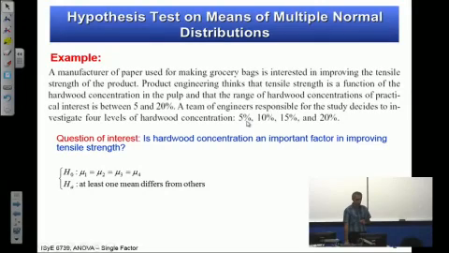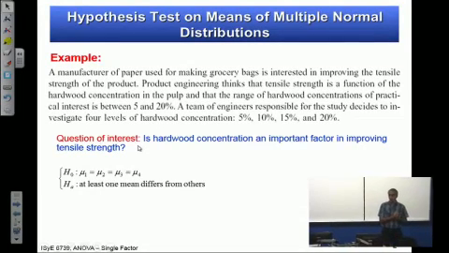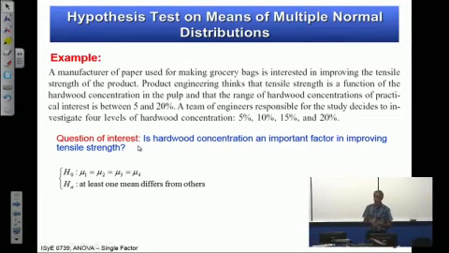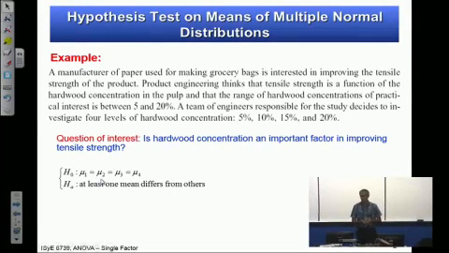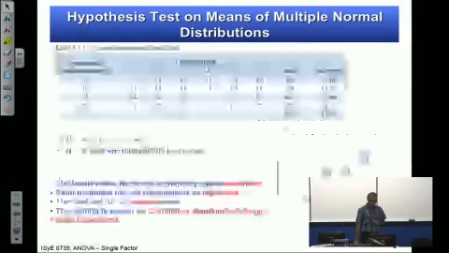We have 4 populations, which correspond to basically the levels of hardwood concentration, and we want to see if the mean of tensile strength produced by these 4 levels of hardwood concentration are equal or not. Okay, so as you can see, if it was only mu1 and mu2, then we would use 2 sample T. Okay, but it's more than that. It's more than 2 levels. And we had some terminology for that.